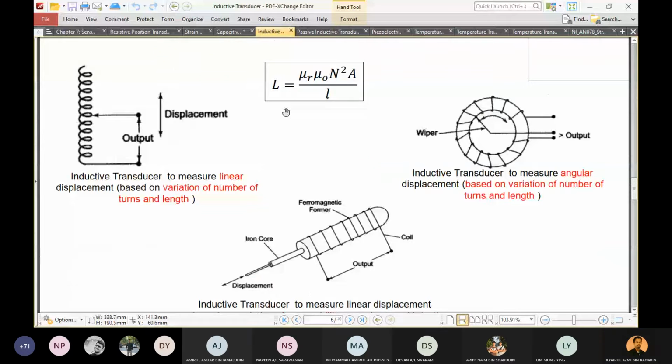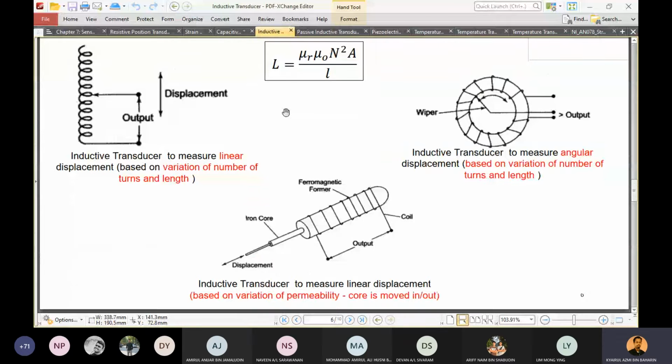Alright, and then it can be used in this type of application to measure linear displacement, to measure angular displacement, angles, okay, and then also measure movement. Linear displacement in terms of movement. So basically these two are the same.